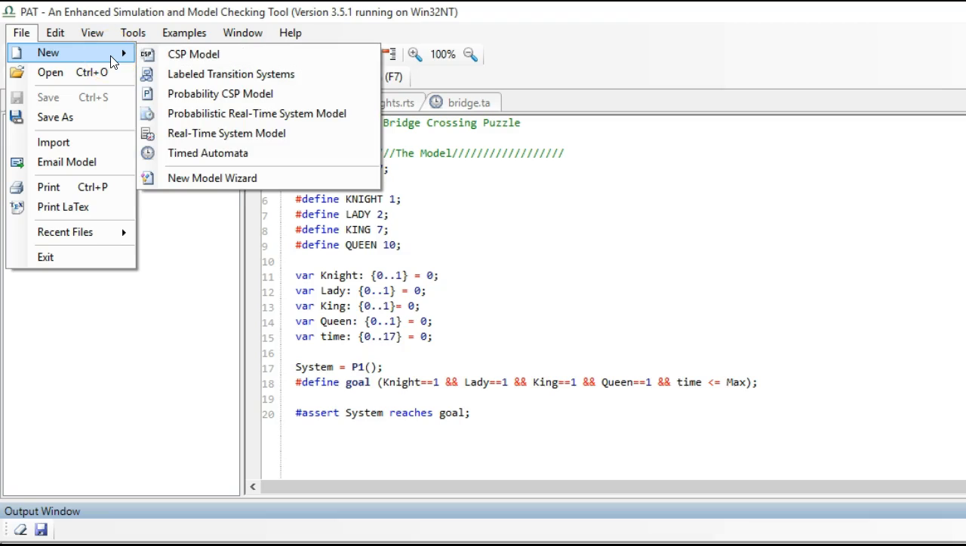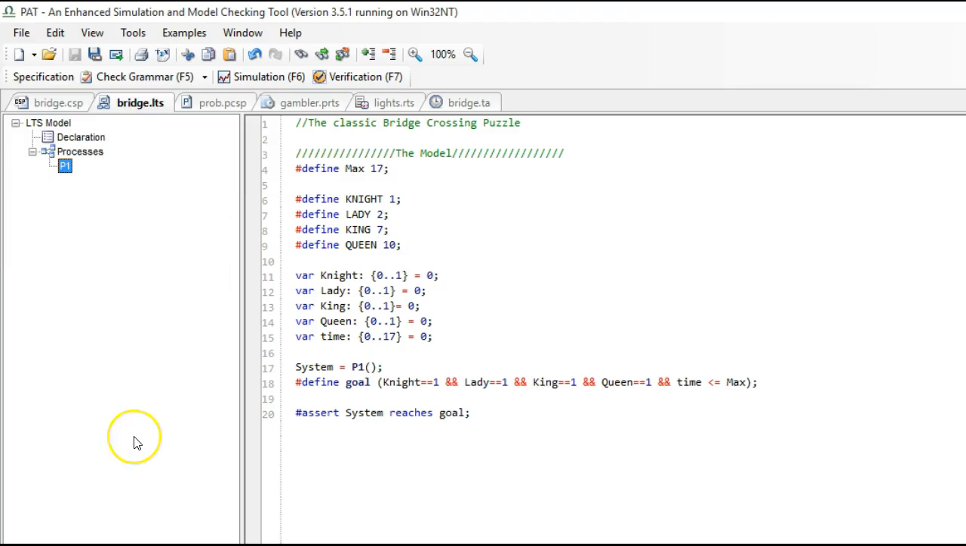This tool has 7 different models we can use to solve this problem. There's the communicating sequential process model, the labeled transition system, the probability, the probabilistic real-time system, the real-time system, or the timed automata model. I'm going to demonstrate how to solve it using the labeled transition system model.